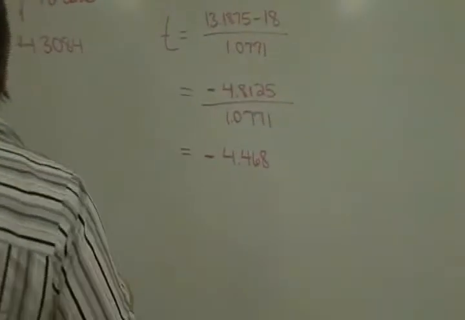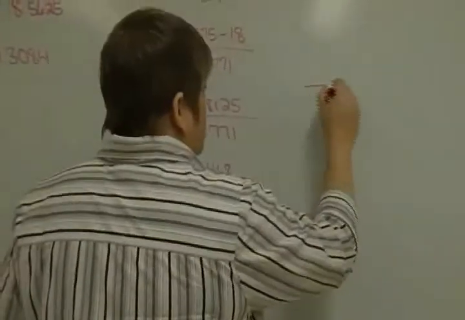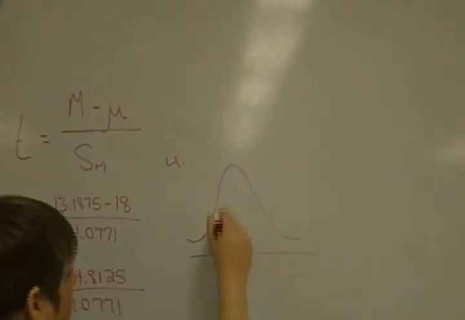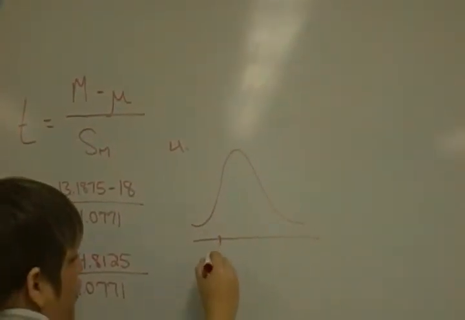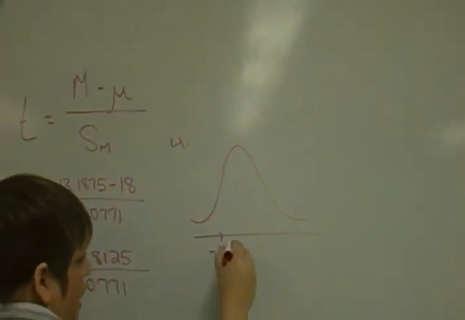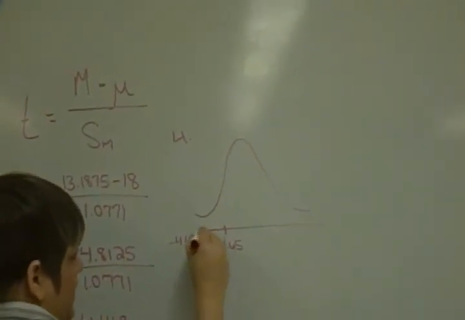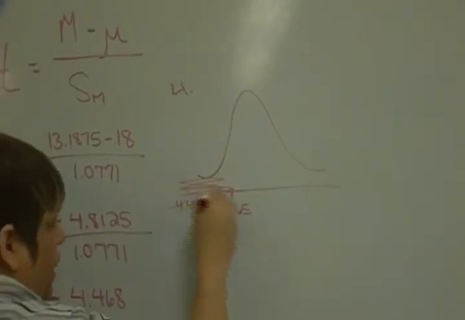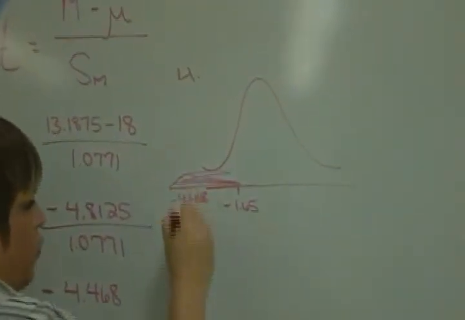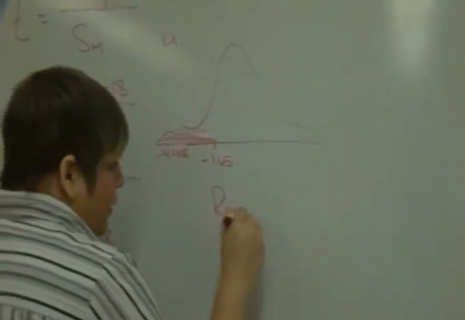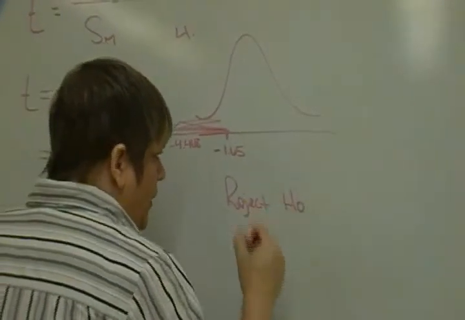Okay, that is more extreme. So my step 4, try my little distribution if I need to. My critical value is a negative 1.65. My negative 4.468 is less than that. It is way more extreme than the negative 1.65. So again, we would reject the null, okay?